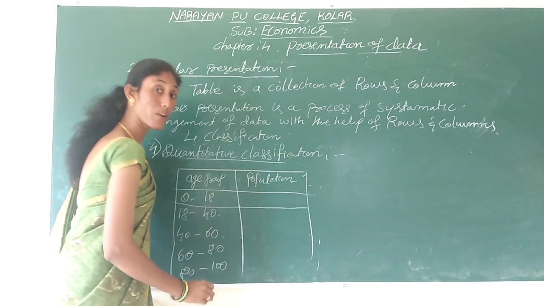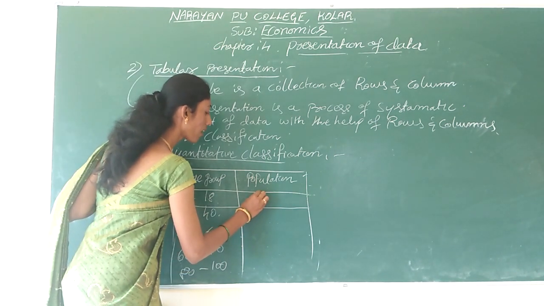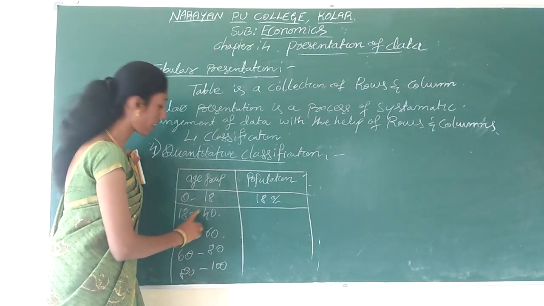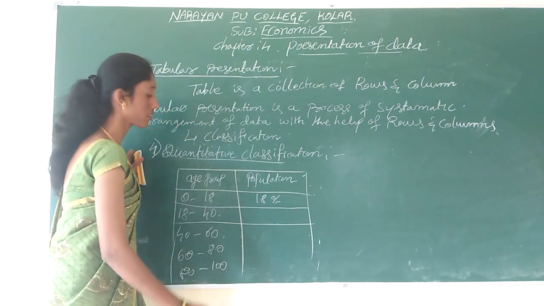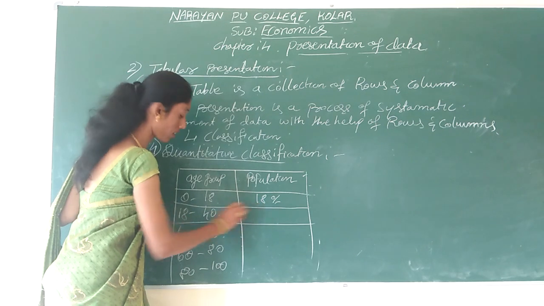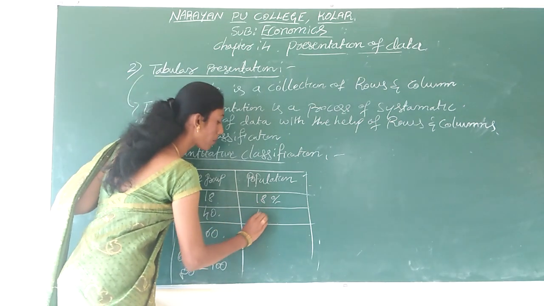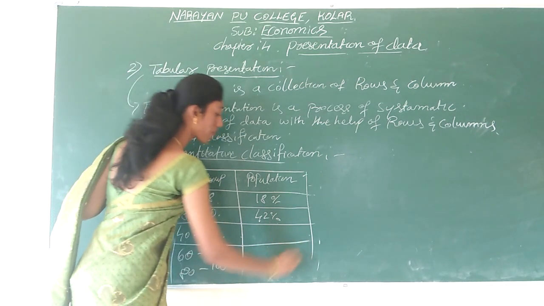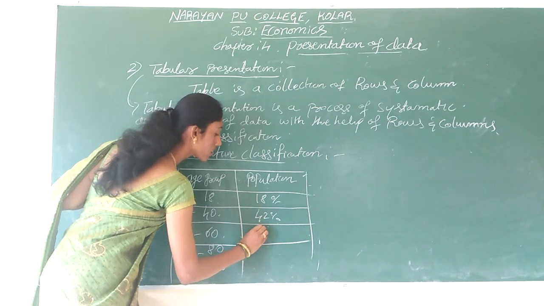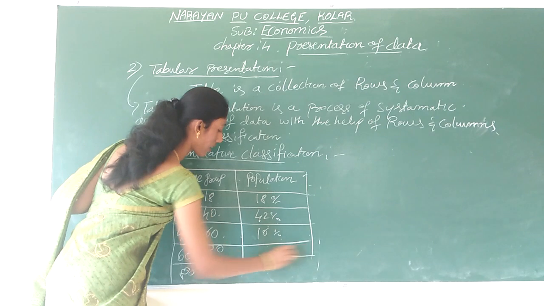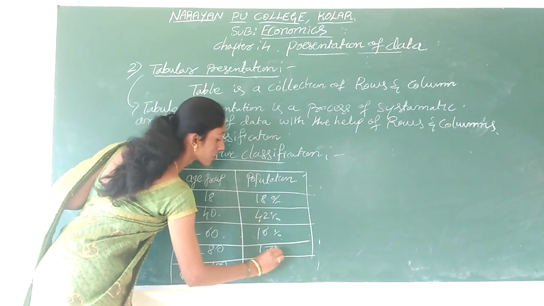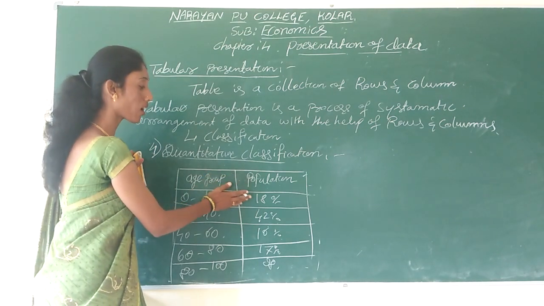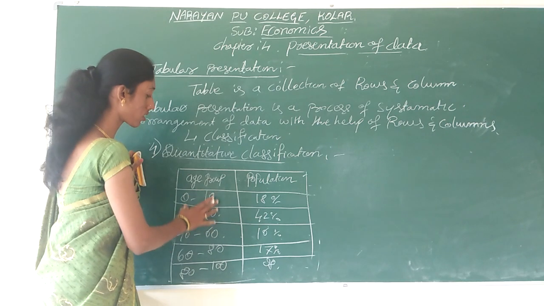And here from 0 to 18, in India a total of 18% of the population belongs to the 0 to 18 age group, and the 18 to 40 age group, India is also called a young country because this group of people is more in the country. It is nothing but 42% of our country's population belongs to this age category, and from 40 to 60 there is 16% of the population, and 60 to 80 there is 17% of the population, and from 80 to 90 we have only 8% of the population.